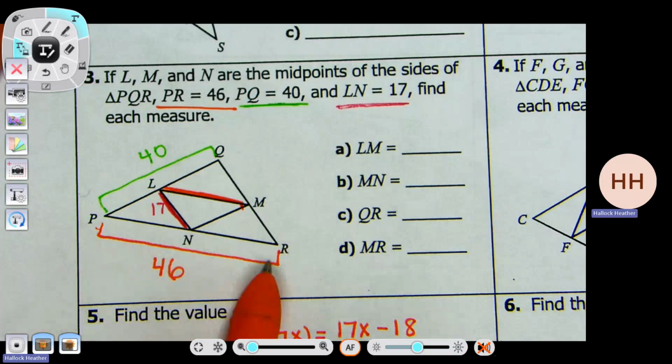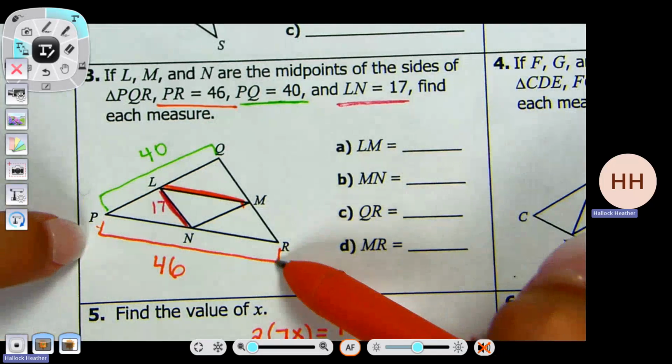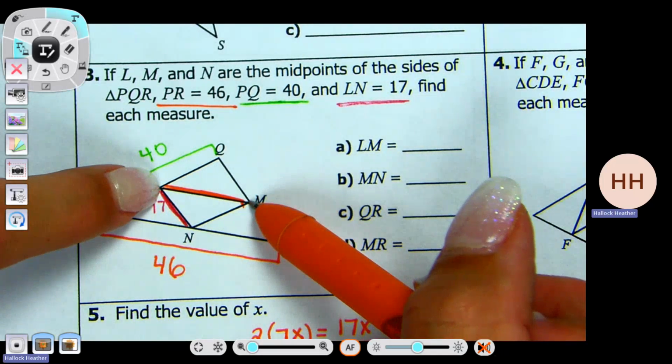If this is 46, let's think about what we just did. We took the mid segment and we multiplied by 2 to make the outside. If I know the outside's 46, you divide by 2, 23.